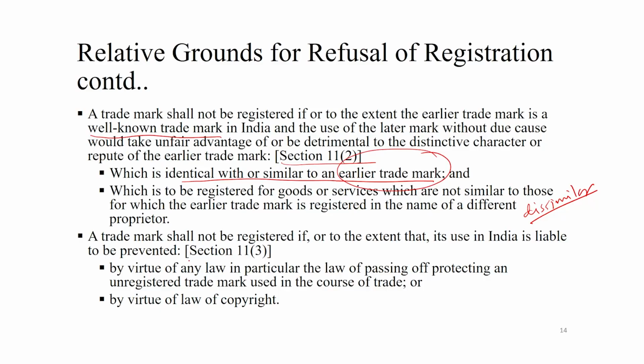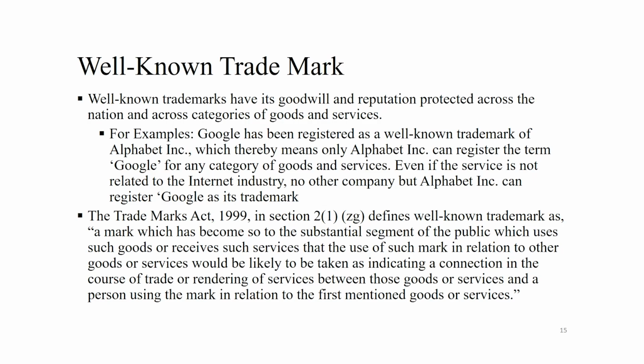Some additional grounds are there in section 11.3. If the trademark registration is prevented, one, by virtue of any law, in particular the law of passing off protecting an unregistered trademark, or if registration of the trademark is prohibited by virtue of copyright, then such trademarks shall not be registrable.